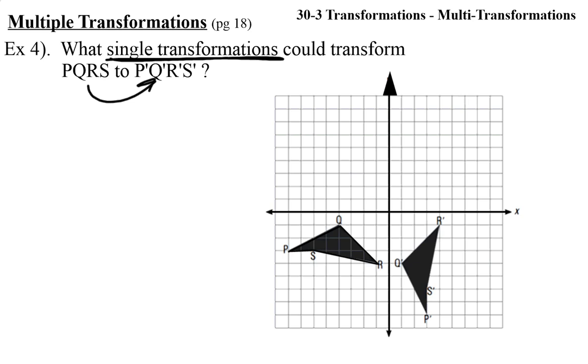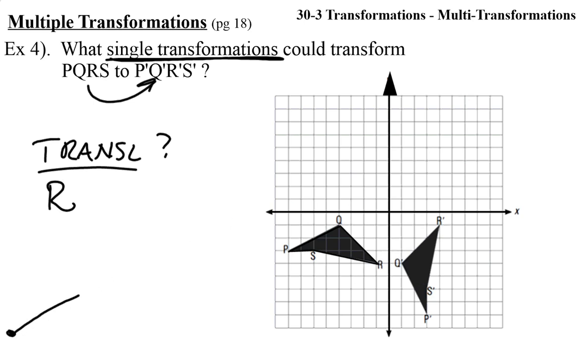Well, it's sort of a process of elimination. Does translation work? It doesn't, because I can't slide R to R prime. If I slide that way, and then slid Q to Q prime, it would be way up there. And S to S prime isn't anywhere near where they are. So I know a translation doesn't work.